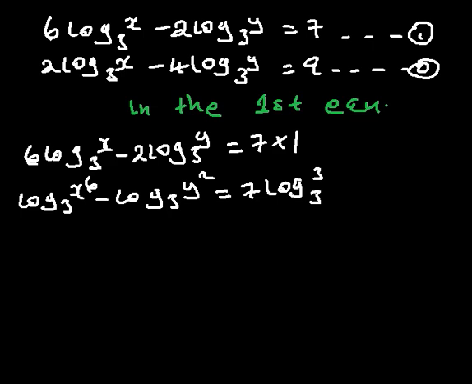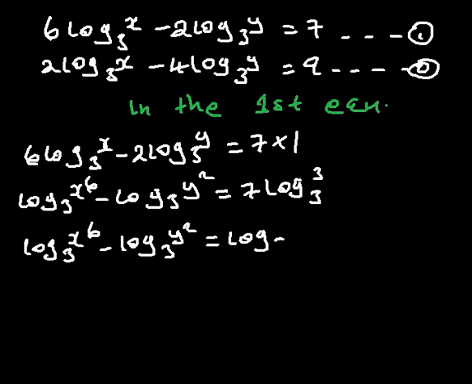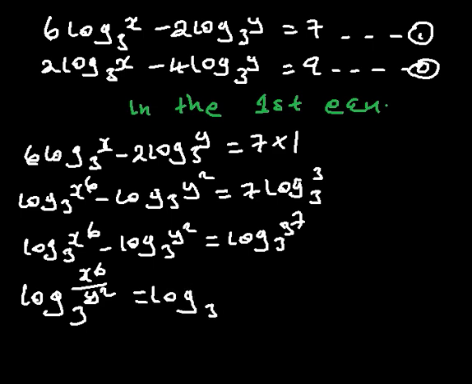So we have log base 3 of x to the power 6 minus log base 3 of y to the power 2, which is equal to log base 3 of 3 to the power 7. In this case, we apply the division law of logarithms. That will be given as log base 3 of x to the power 6 over y to the power 2, which is the same as log base 3 of 3 to the power 7.